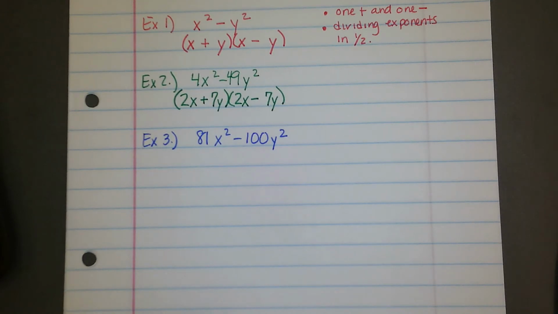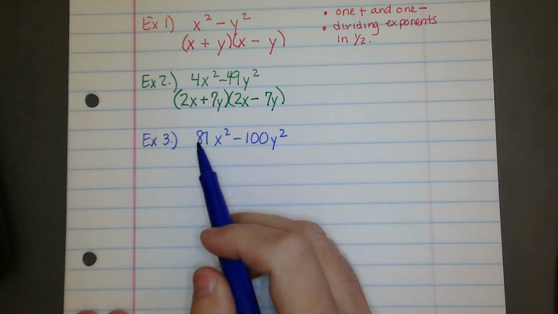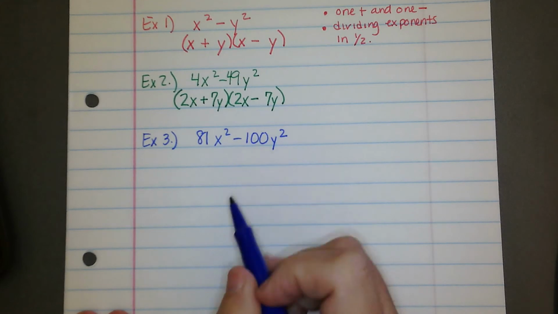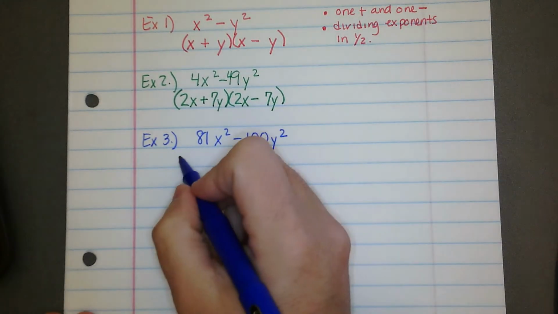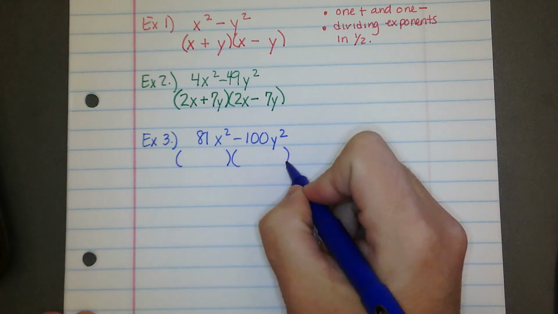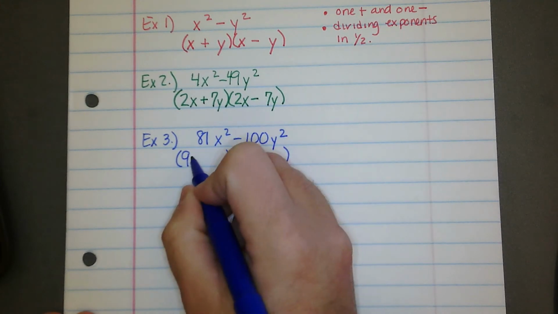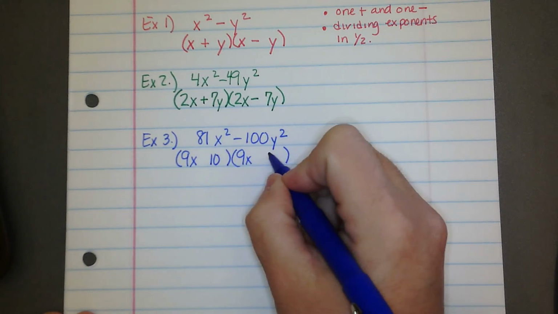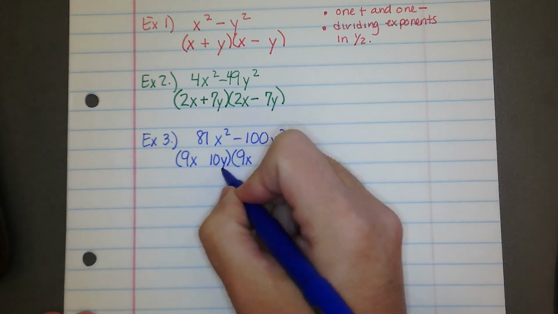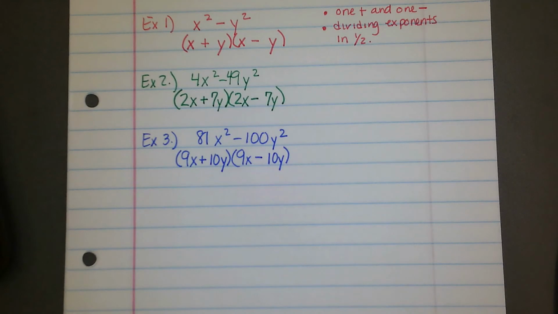Hopefully you're starting to see a pattern and that you're able to recognize right away that this is a difference of two perfect squares. You can take the square root of 81 and you can take the square root of 100. Notice that minus sign. It can only work with minus signs or subtraction. And of course, these are even numbered exponents, so I can make my two parentheses. The square root of 81 is 9. The square root of x squared is x. The square root of 100 is 10. And the square root of y squared is y. Don't forget, you need a plus sign and a minus sign to finish off this problem.